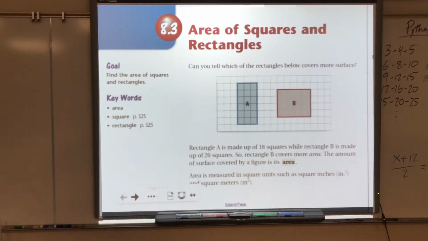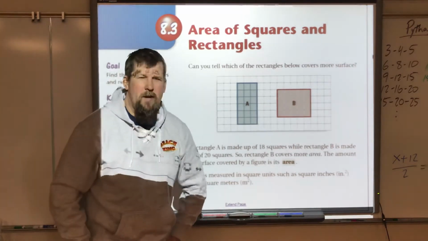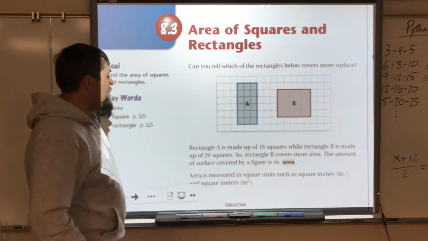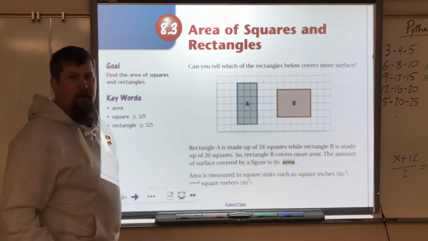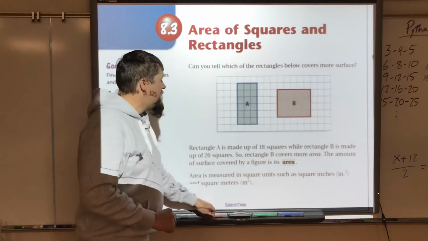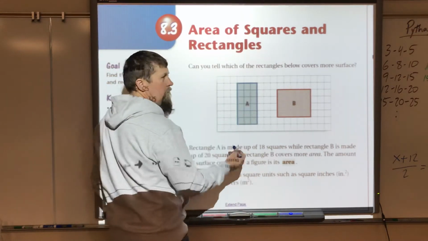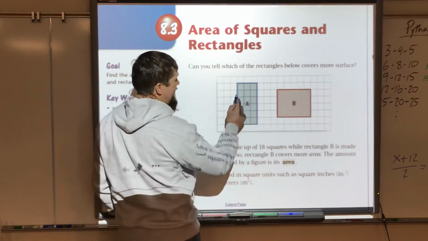Okay, 8.3 is on areas of squares and rectangles. So we're basically getting started with area. And so when we find the area of something, basically what we are doing is finding the area in the number of squares that are in that area.